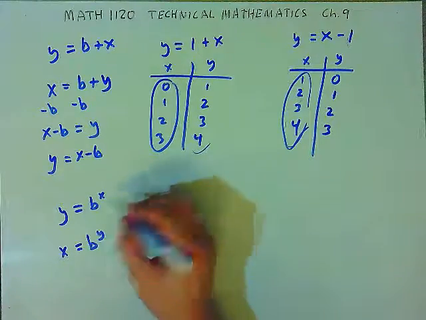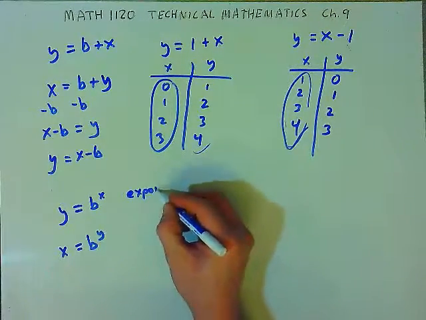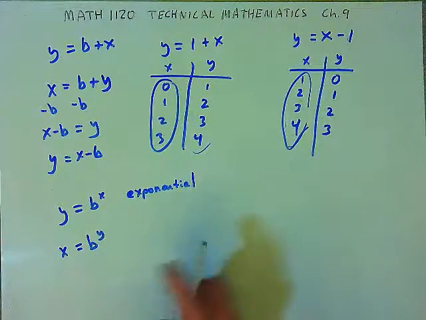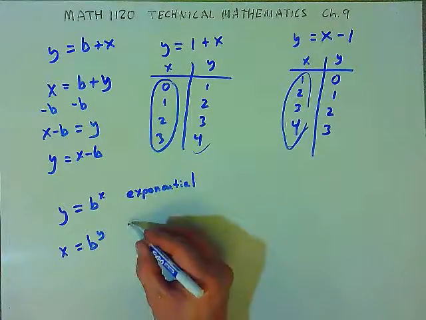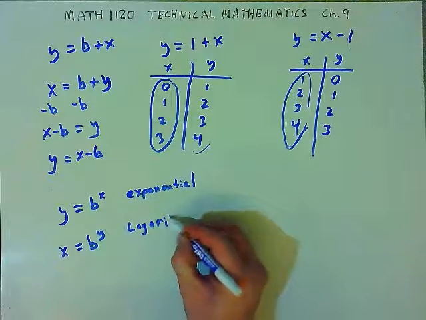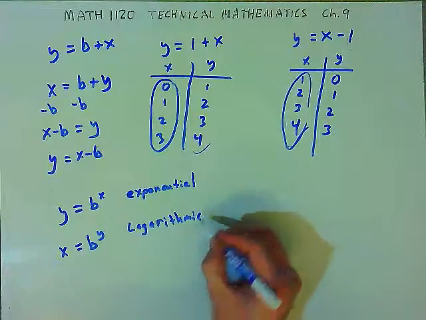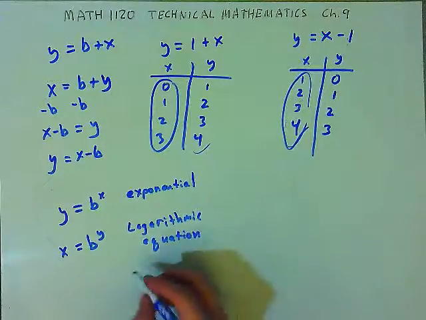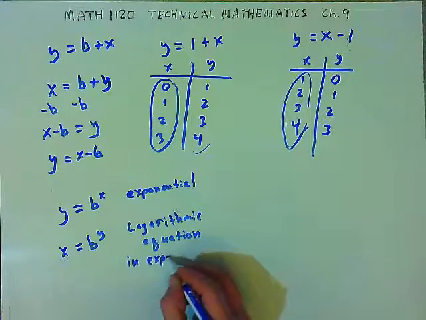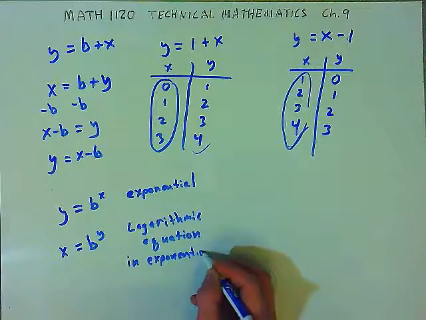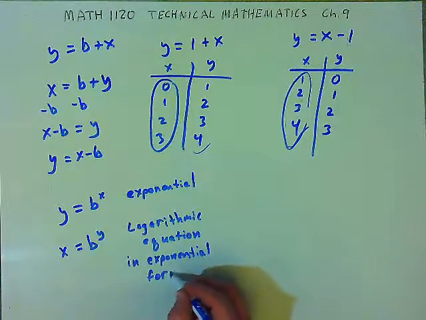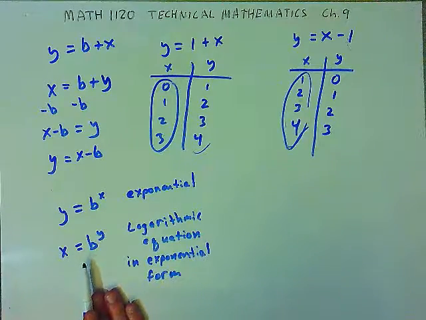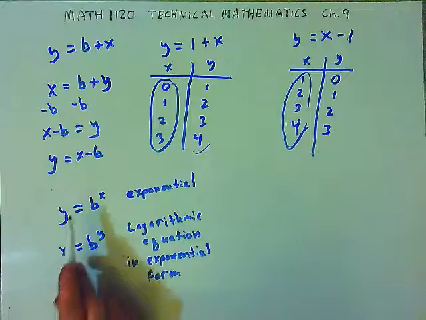And so let me start by saying that our original function here was the exponential function. This was our original exponential function. This is what we call the logarithmic equation. And specifically, we say that this is in exponential form. Okay, so we had our original exponential function. And this is the logarithmic equation, but it's also in exponential form. This logarithmic equation is the inverse of this one.